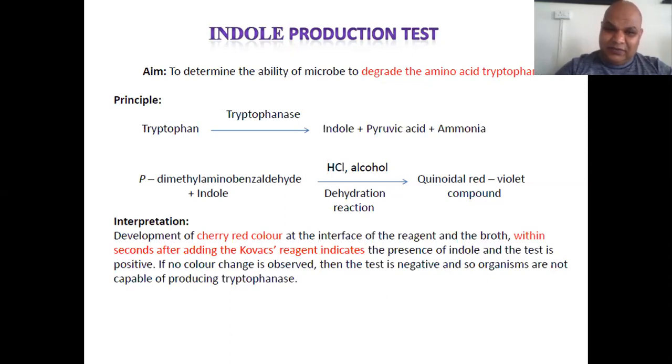Okay, this indole, when it reacts with para-dimethylaminobenzaldehyde in the presence of hydrochloric acid and alcohol, undergoes a dehydration reaction in which water is removed and a compound is formed, that is a quinoidal compound, which is red or violet in nature. If it is red or violet, then it means there is a presence of bacteria. And if it doesn't change color, it means there isn't any presence of bacteria.